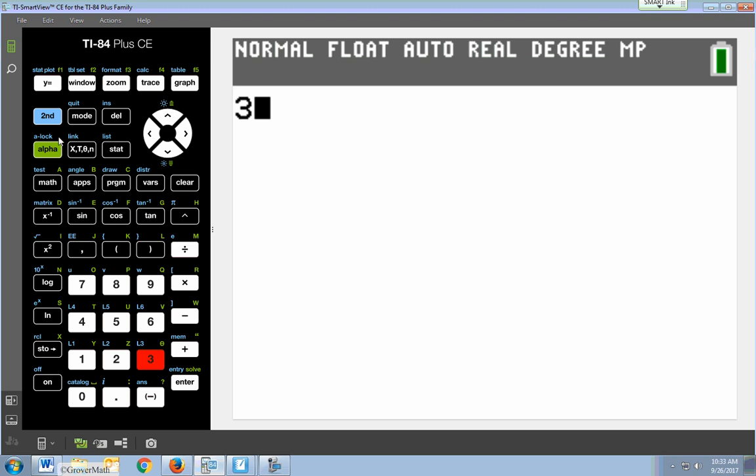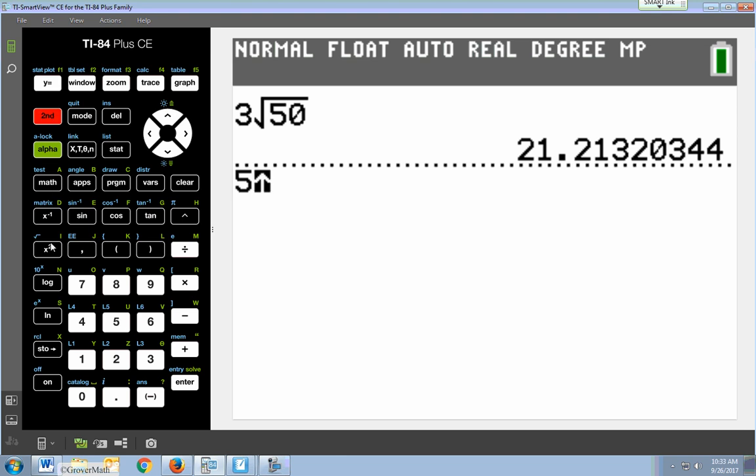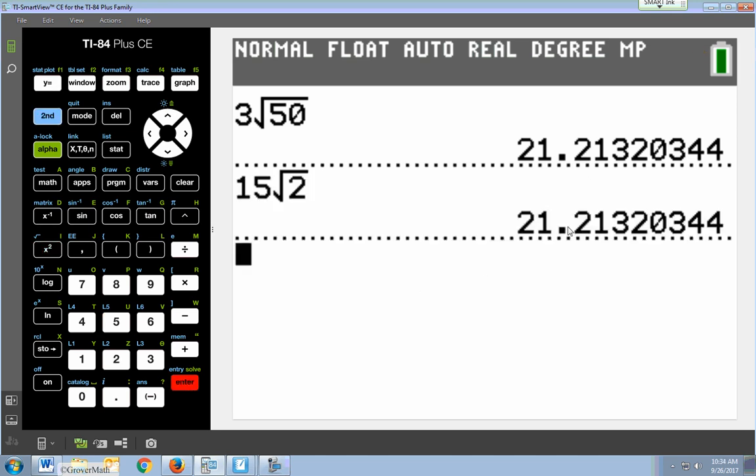Again, I could type in 3 rad 50 and 15 rad 2. Let's see, 3 rad 50 and 15 rad 2. Whoops, didn't give me the 15. 15 rad 2. And I'm hoping for the same thing. If not, I know I made a mistake.